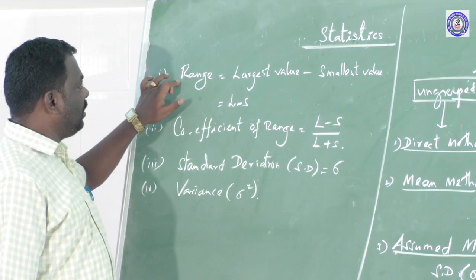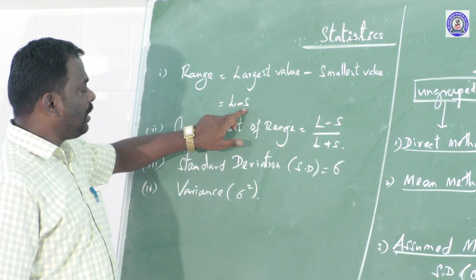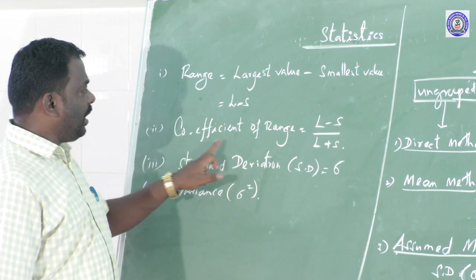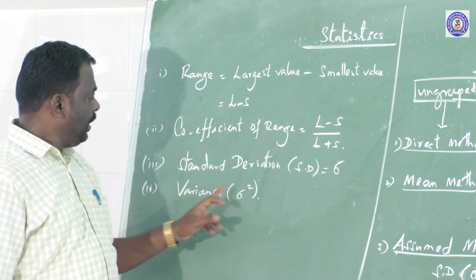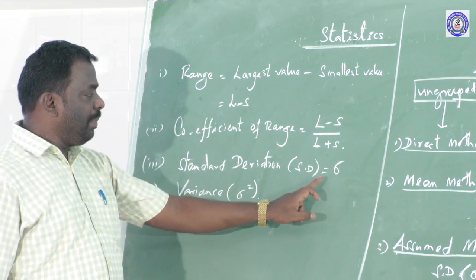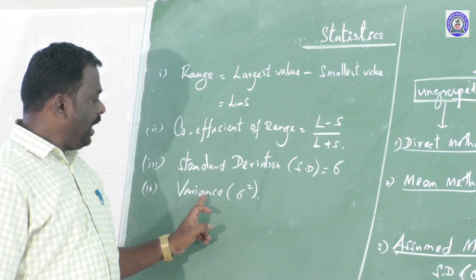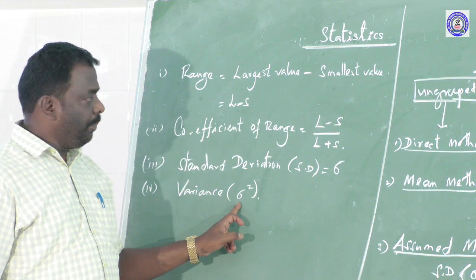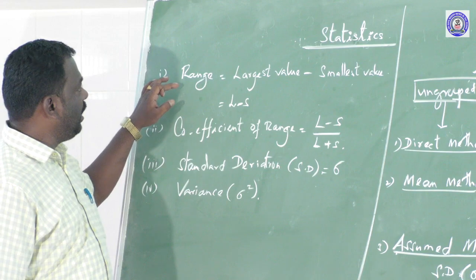Range is the largest minus the smallest, largest defined by L and smallest defined by S. The coefficient of range is equal to (L minus S) by (L plus S). Standard deviation is defined by sigma. Variance is defined by sigma square. So now we will find out the answers regarding statistics.